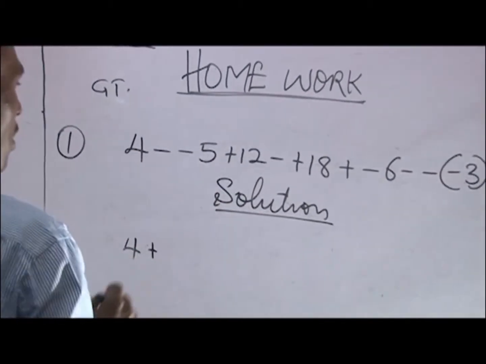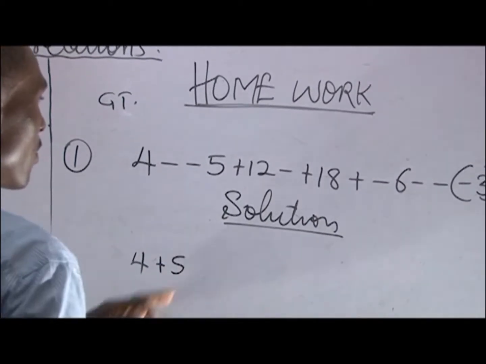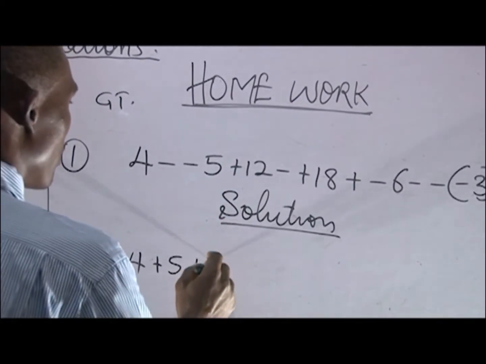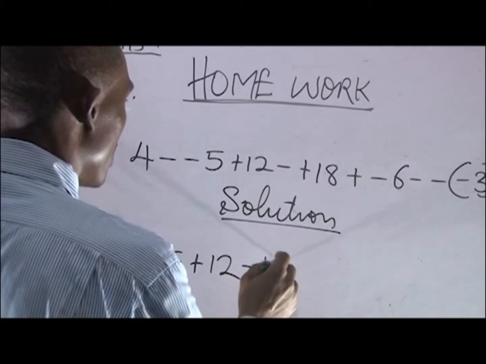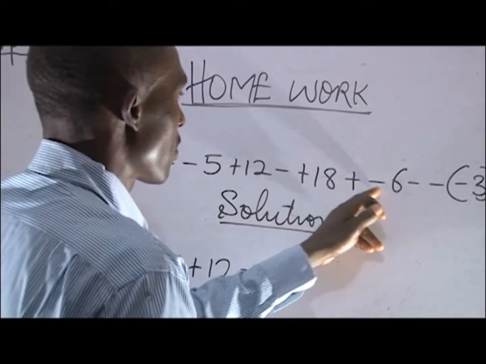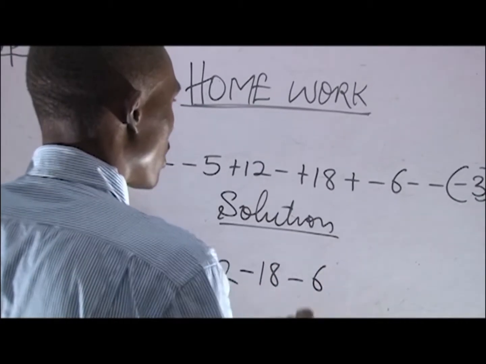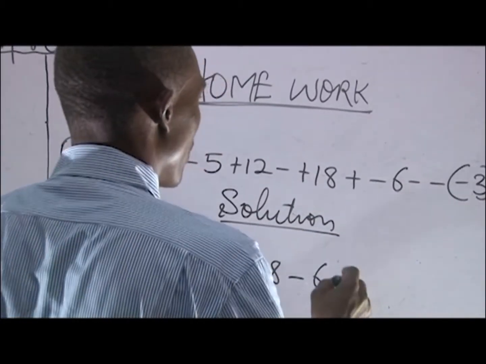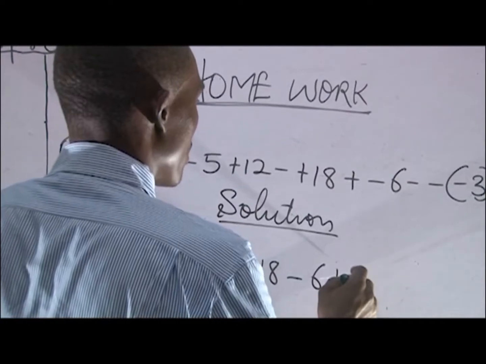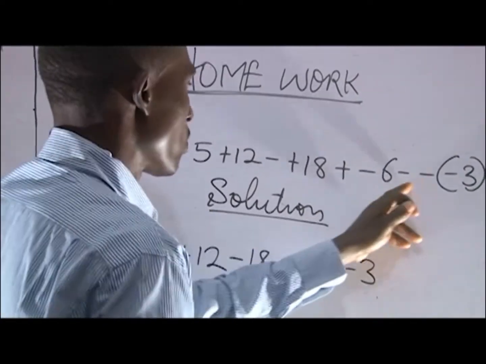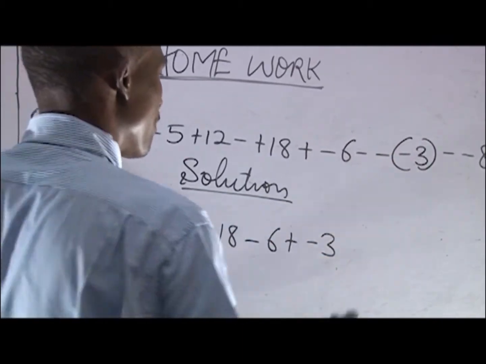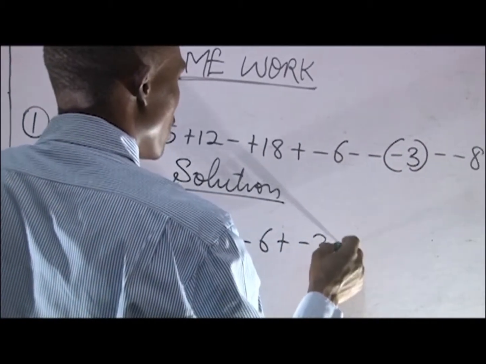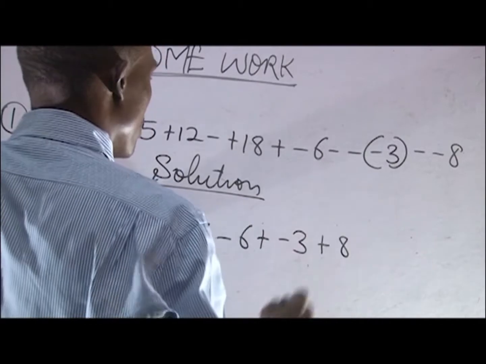This having 5 is there, then 12. Settle this case, we have minus 18. Then settle this case, we have minus 6. Settle this, we have plus minus 3. These two give us positive, then introduce a fresh tiger there. Then this one having 8.